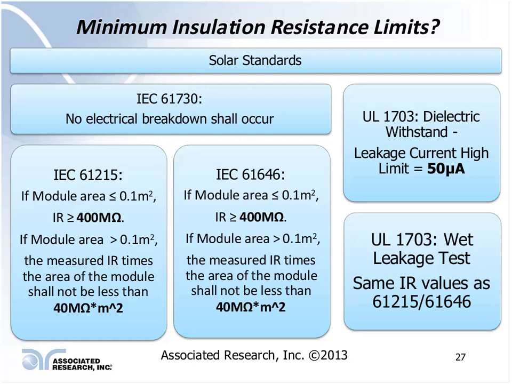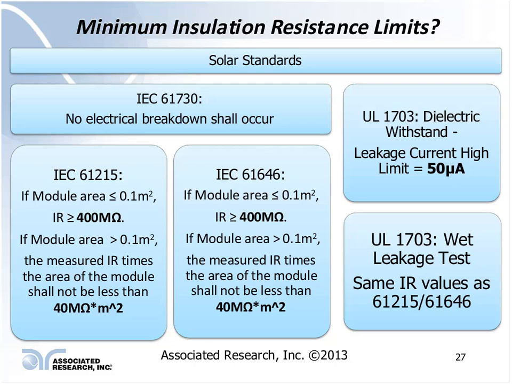And actually in the UL 1703 wet leakage test, it's the same values that you see here. So these apply across the board. It just depends on what test you're talking about. These values only apply to the UL 1703 if you're doing the wet leakage current test, whereas in the 61215 and 61646, as well as 61730, so all the IEC standards, these numbers apply to both the dielectric withstand/IR and the wet leakage current test.